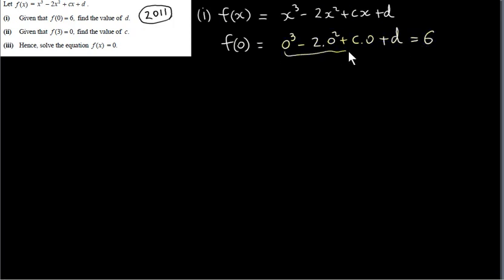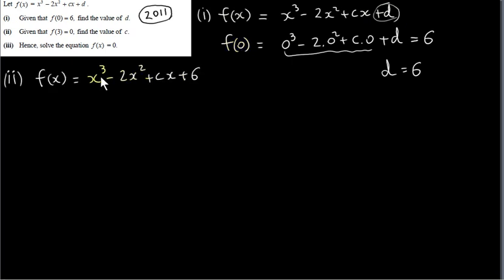Well, all of this here is just going to be 0. So we end up with d = 6. So we found the value of d straight away, just knowing the value of the function at 0. In general, the constant term is the value of the cubic function at 0. So that means we can write out our function, replacing d with 6. The only thing that's missing now is c.